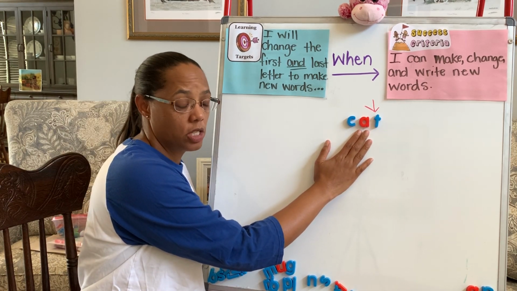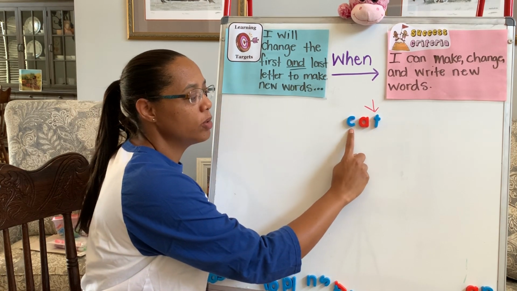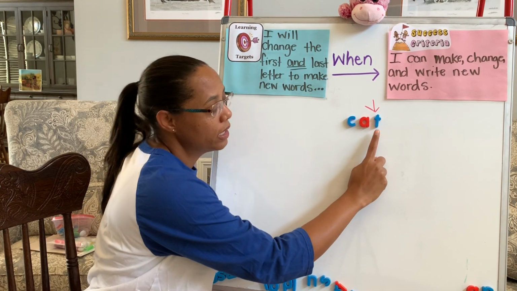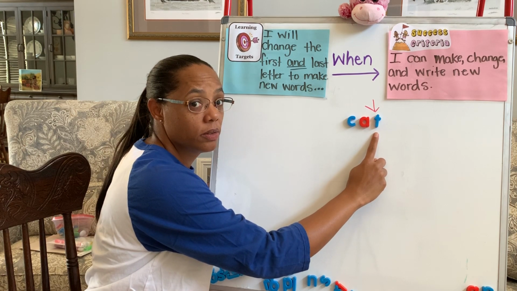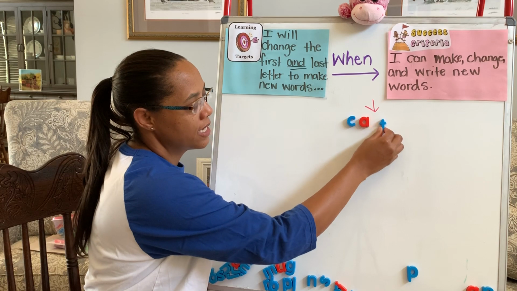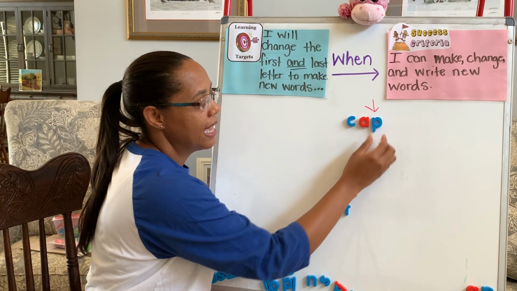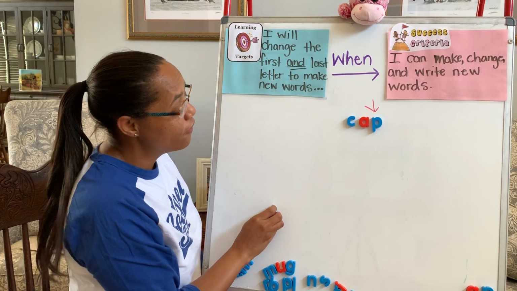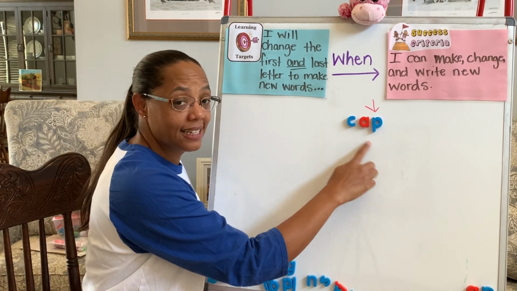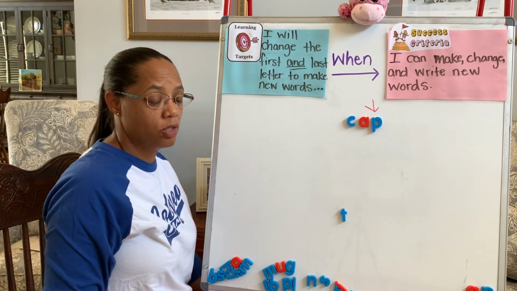Now let's change it. So we have cat. Now let's change it to cap. What letter am I going to change that to? Yep, I'm going to change it to a. Take off the t and put a p. Cap. Yeah, first we had cat. Now we have cap. We're changing the last letter to make the new word.